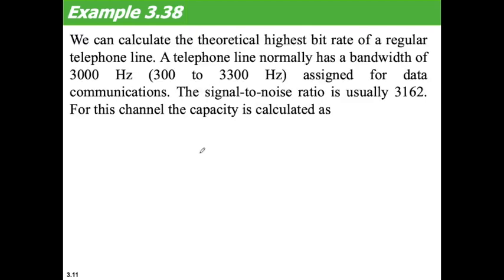Now let's try to calculate one theoretical highest bit rate for a regular telephone line. And it says here that a telephone line normally has a bandwidth of 3000 hertz.